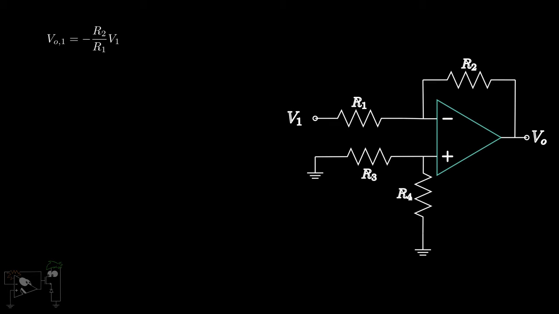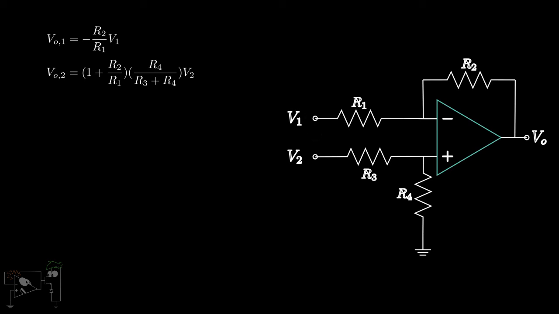Now, we'll switch off V1 and switch on V2. The circuit reduces to the non-inverting amplifier configuration. R3 and R4 form a resistor divider, hence the value of V+ will be R4 upon R3 plus R4, into V2. Using the formula for the non-inverting amplifier, V out due to V2 is 1 plus R2 upon R1, into R4 upon R3 plus R4, into V2.